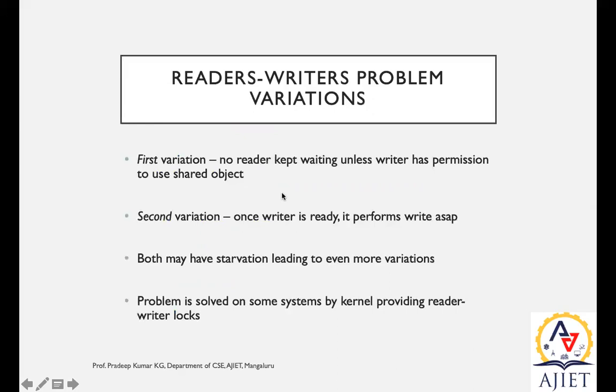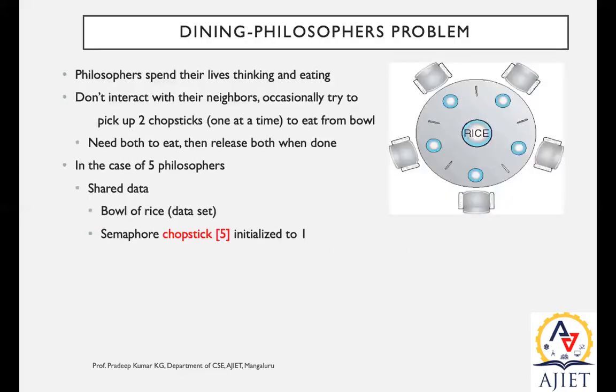So the two possibilities: first, no reader is kept waiting unless the writer has permission to use the shared object. Whenever the writer has permission to use the shared object, no other readers or processes may use the data. That is the first part. The second part is that whenever the writer is ready, its job is to write as early as possible. That is the second variation. But in both cases it may lead to starvation because of the larger number of processes in the waiting queue. So that is the readers writers problem. Moving to the dining philosophers problem.